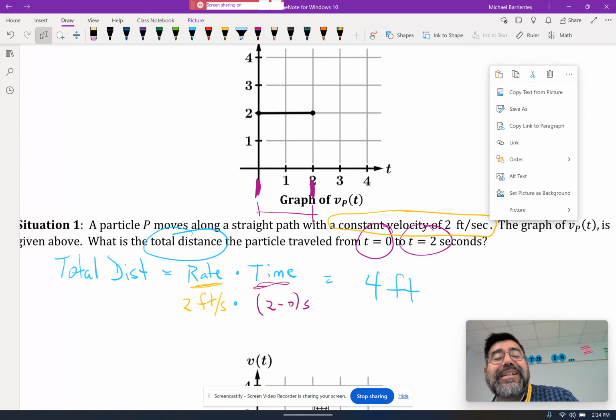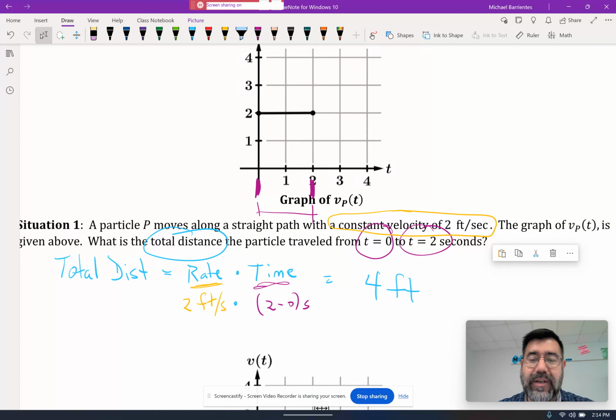Now, you didn't need this handy-dandy formula, right? You could have thought, well, in the first second, it moved 2 feet. In the second second, it moved 2 feet. So 2 seconds, 4 feet, right? So I guess conceptually that makes sense.